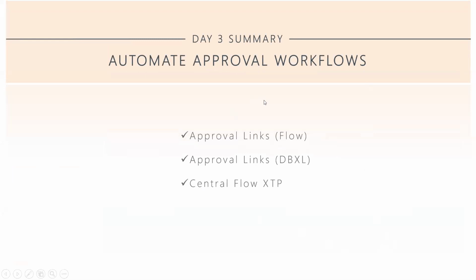So let's just quickly go through the day 3 summary of the Automate approval workflows for this training. For lab 1, Joanne showed us how to use Power Automate in action, and that it's possible to configure your notification email and add form links to the emails and be able to automatically approve or reject forms. And for our second lab, Joanne showed you how to install the Dbxl PDF rendering service.